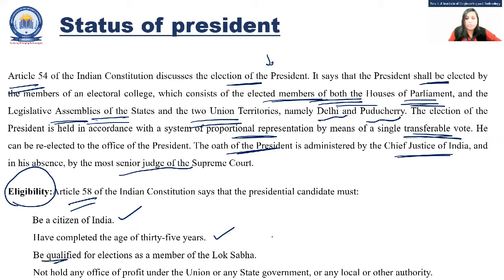That person must be qualified for election as a member of the Lok Sabha also, and he or she must not hold any office of profit under the union or state government or any local authority. That is the fourth rule. So that is how the status of the president is mentioned, and how the eligibility works, that is also mentioned.